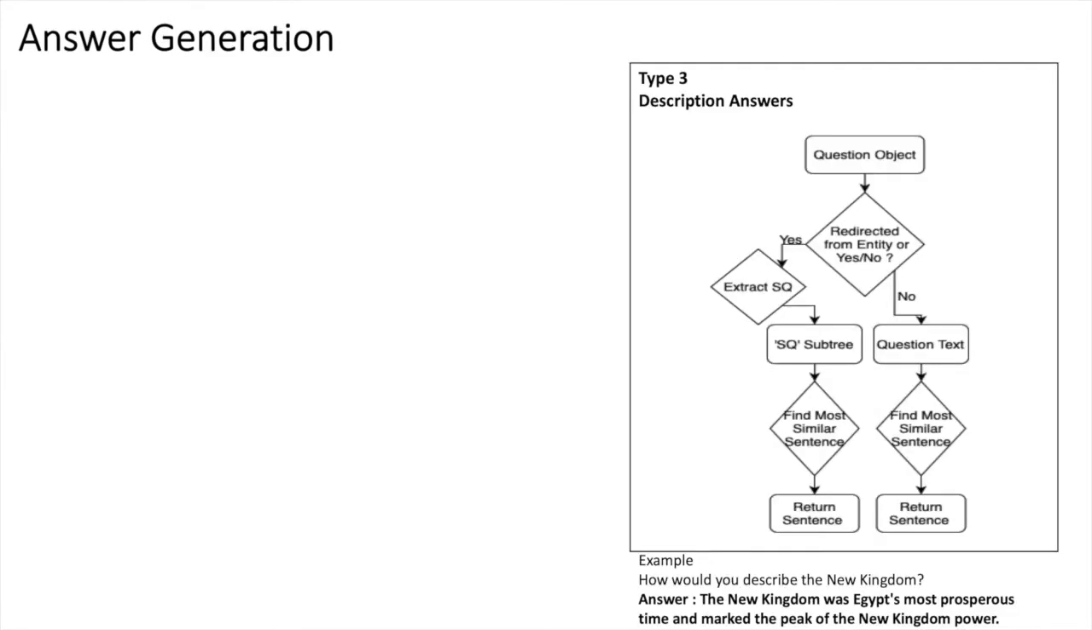The first and easiest answers we generate are for description answers, which are entire sentences which are the most similar to the text in the query. The query differs between backoff and non-backoff. In the case of backoff, we throw away the question part, such as who or what, and operate on the text alone, and if it's not backoff, then we operate on the entire text.